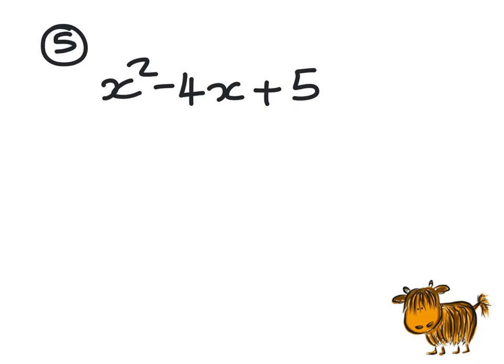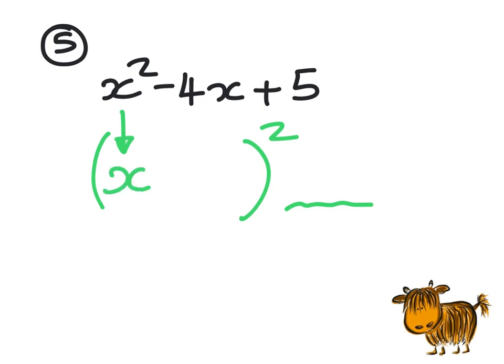Question 5, completing the square. So we know it's going to look like something squared, and then there's going to be a number at the end here. Not giving the game away if we say x goes in there, because x times x is x squared. Now the number that goes on here, you should know that it's half this number.